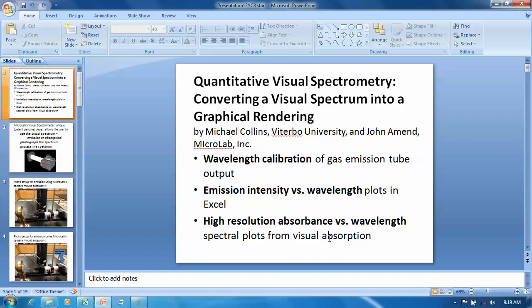That's it. So take a look at the other slideshows and the other films and or videos and get a chance to try it yourself, converting photographs into emission spectra.